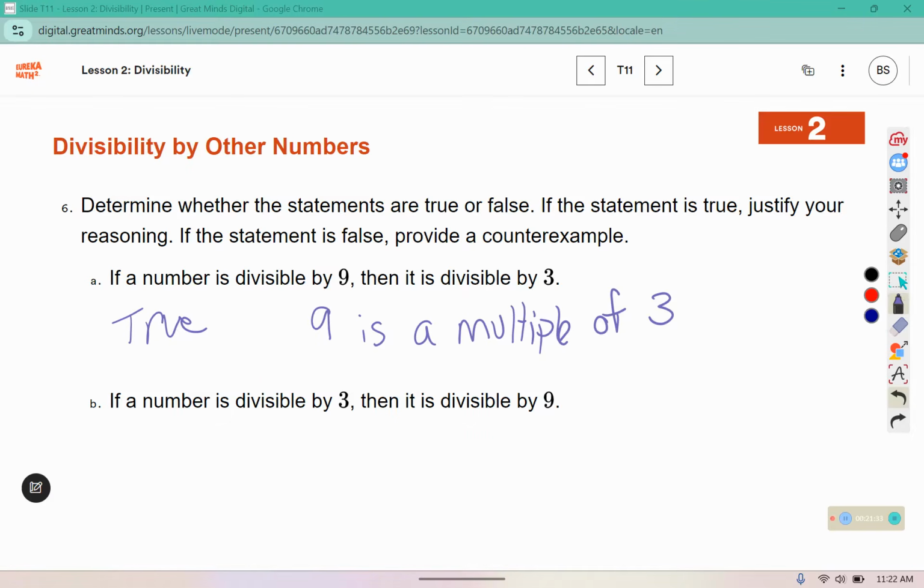If a number is divisible by 3, then it is divisible by 9. This is false. 3 is divisible by 3, but 3 is not divisible by 9. That would not come out to a whole number. Another counterexample we can think of is 12 is divisible by 3. That gives us a whole number of 4. But 12 divided by 9 would not be a whole number.